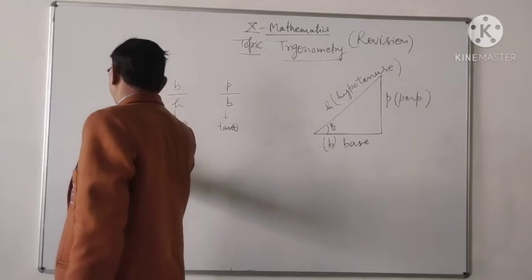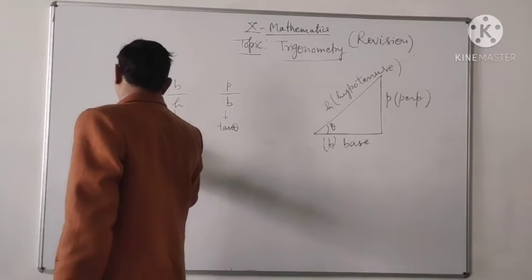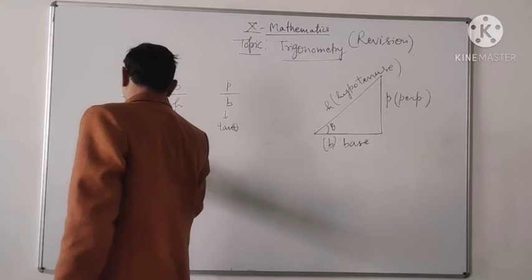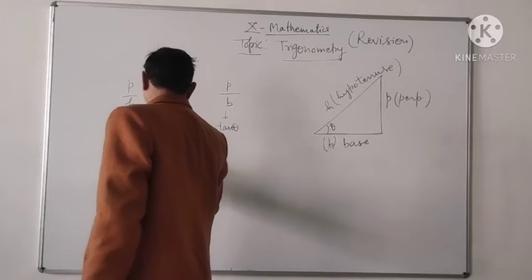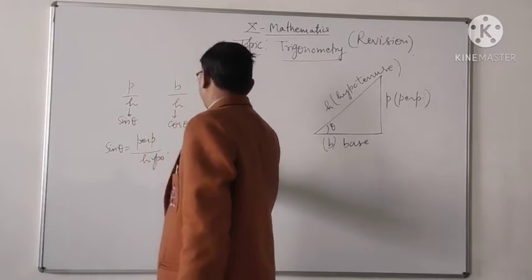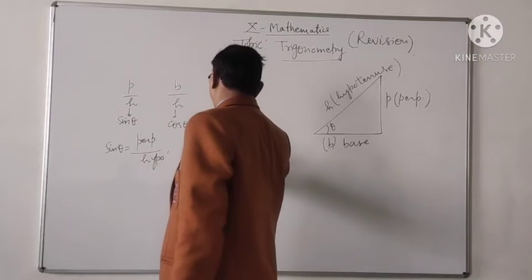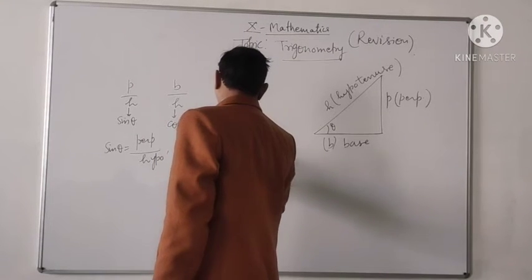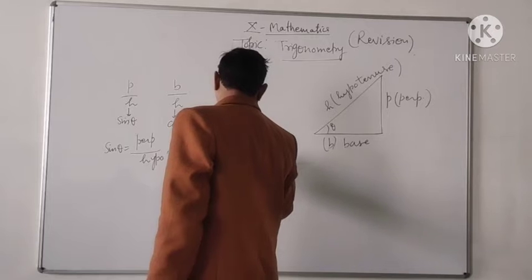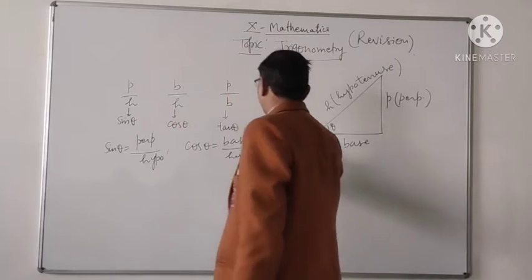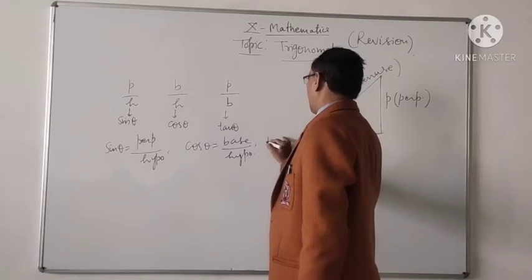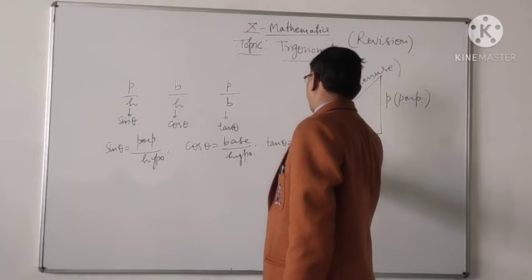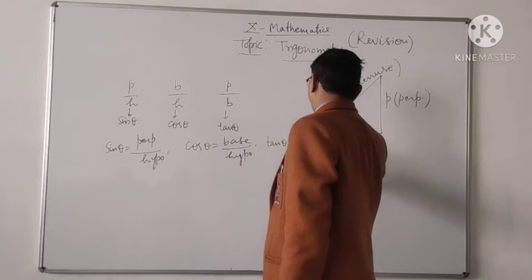Sin theta is defined as perpendicular upon hypotenuse, and cos theta is defined as base upon hypotenuse. Then tan theta is perpendicular upon base.